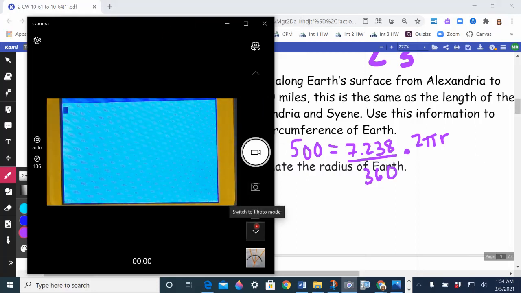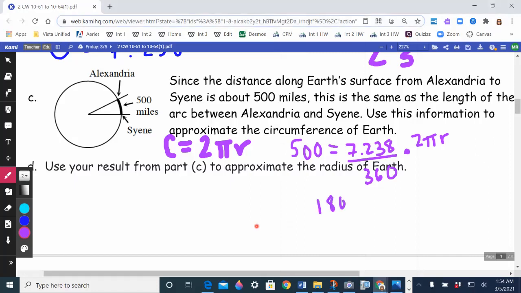So I am going to take 500 times 360, which is 180,000. Okay. So I have 180,000 is equal to 7.238 times 2 pi r. Okay, and 2 pi r is my circumference.